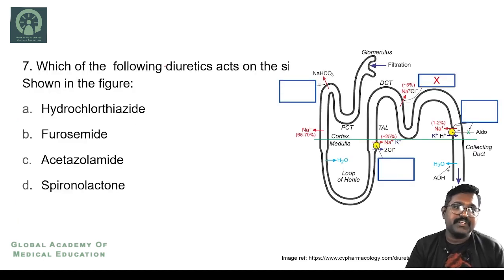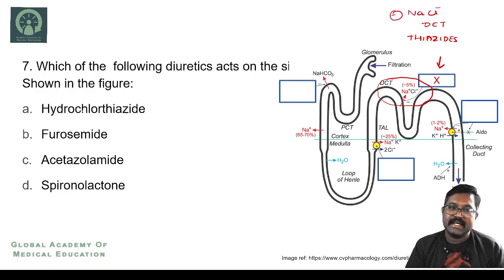Next, coming to which of the following diuretics acts on this site. This is the site they are asking about. Usually, which is the drug which acts at this site? This is the distal convoluted tubule. Which is the drug acting here? It is the thiazide group of drugs, which acts on the distal convoluted tubule. They basically inhibit the sodium chloride channels.